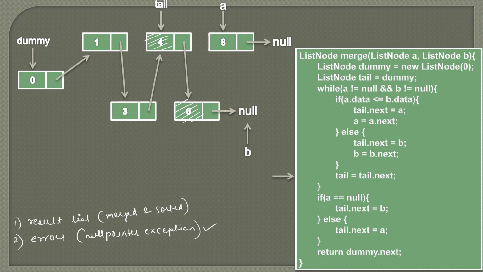We have added 6 now. So the next node will be added after 6. So tail should come here. And tail will only come here when we assign tail's next to tail. So tail is pointing to 4. Its next is pointing to 6. So when we assign tail dot next to tail, tail will point to 6 like this.